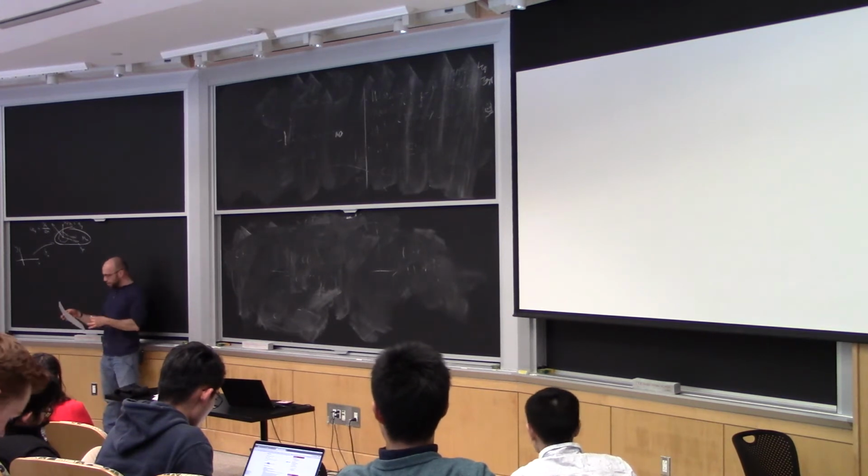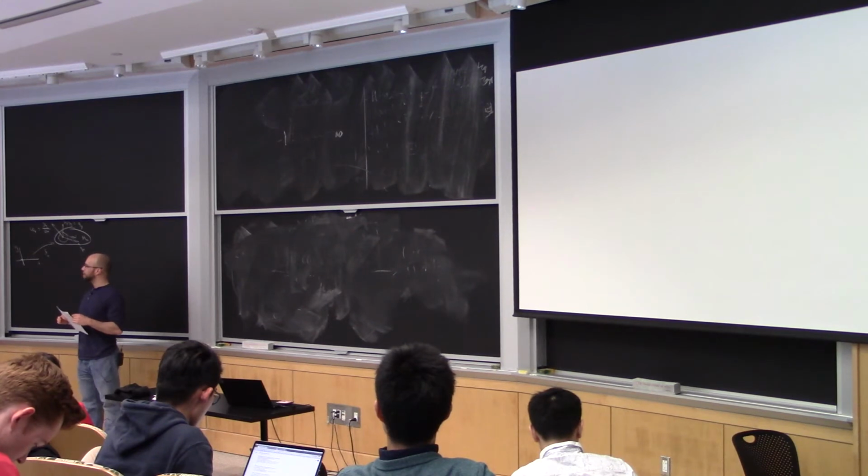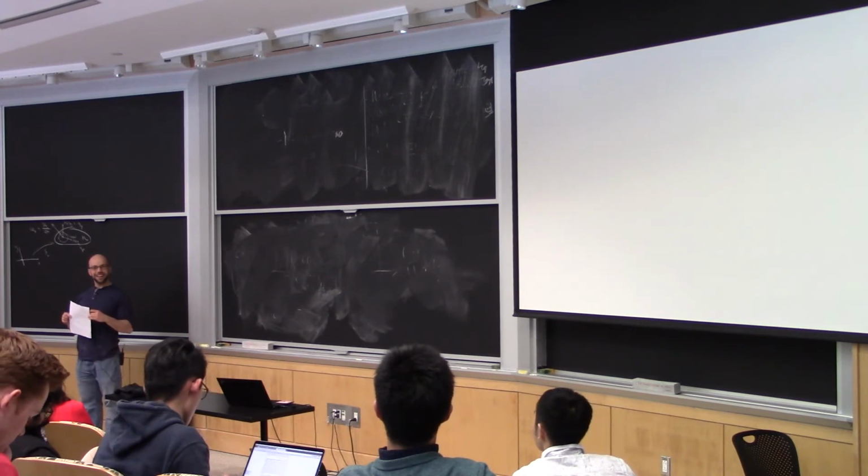Okay, and now we're going to do some analysis. So remember, on your homework, what did you do? You took the first variation of arc length. So what would be the analogous thing here? Surface area.